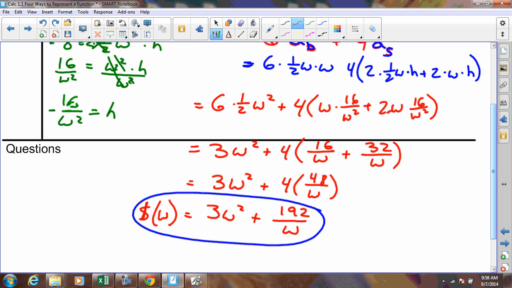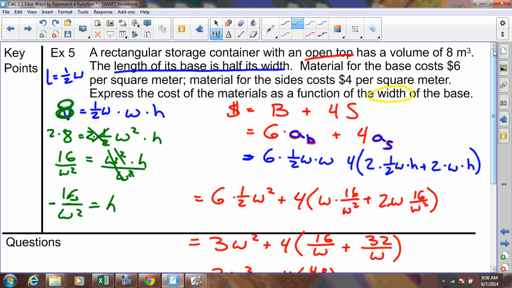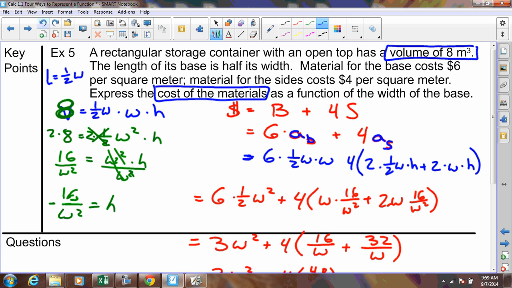Yes, it's a lot of work. Yes, it's a lot of algebra. The basic idea behind the problem, though, was fairly straightforward. The structure behind this problem was to do two pieces. First, create an equation based on the volume. Second, create an equation for the piece that you actually want. Create an equation for the cost of the materials.